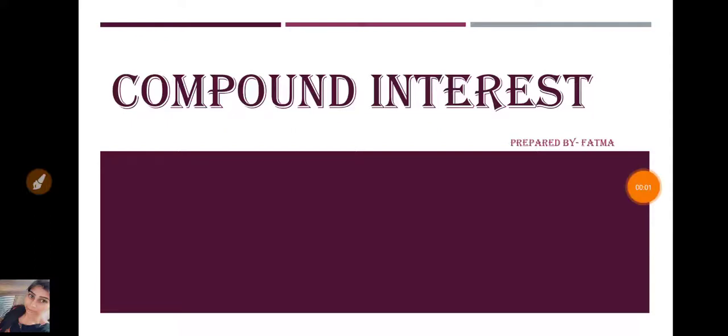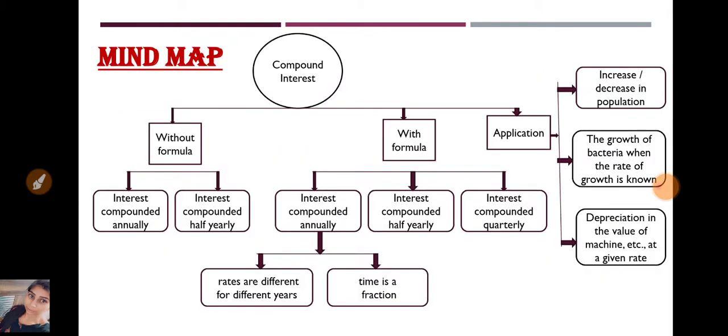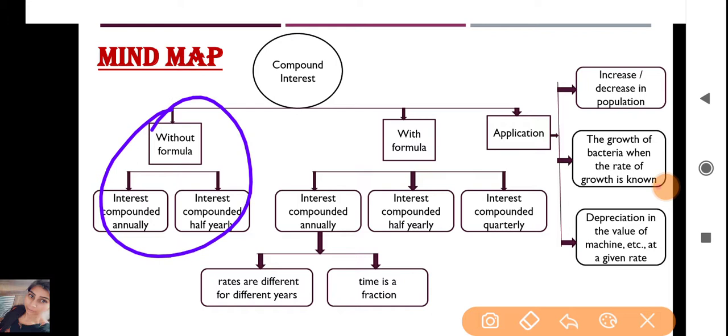So hey everyone, once again we are back with the same chapter, compound interest, and this is the second part of this video. In the last video we covered, without a formula, how to find the compound interest when the interest is compounded annually, and when the interest is compounded half yearly. So these we have done without formula. Now we are going to use the formula to find these things.